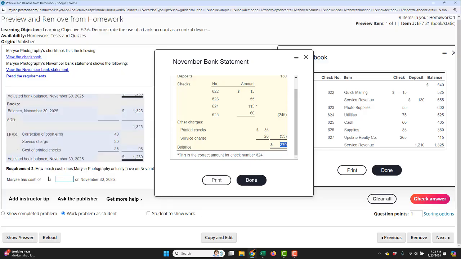Okay, so it's asking us how much cash do we have? And we can see here now this balance is reconciled. So we know it is 1230.